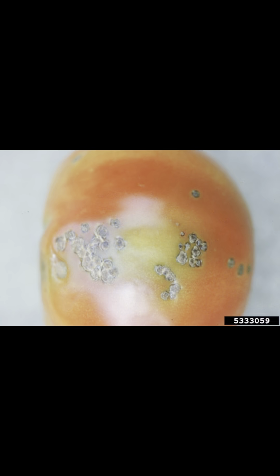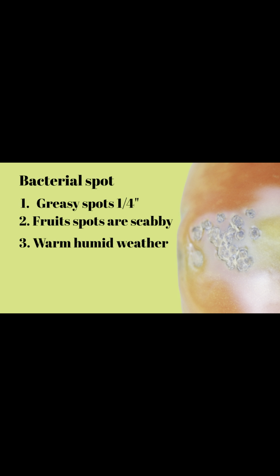Now compare that with bacterial spot. The fruit lesions are much larger, rough, and often scabby. Leaf spots will often have a greasy appearance, and this disease prefers warm, wet weather.